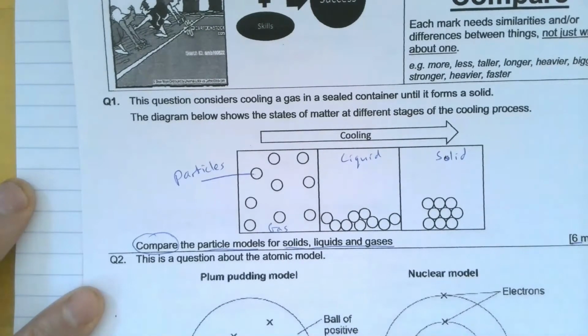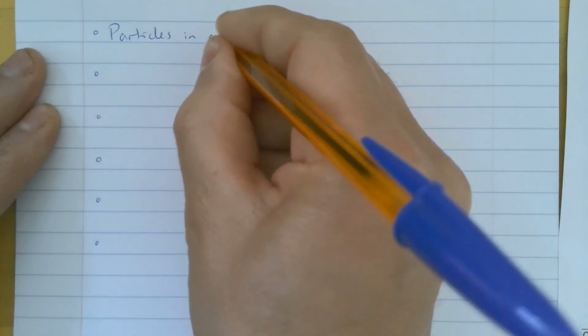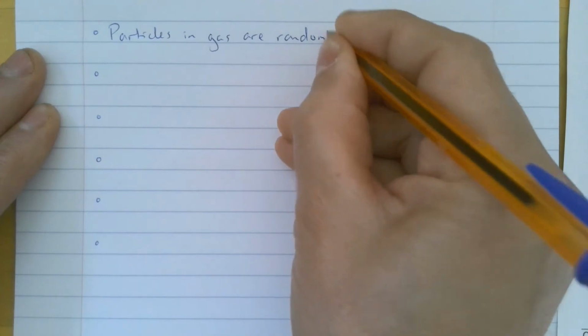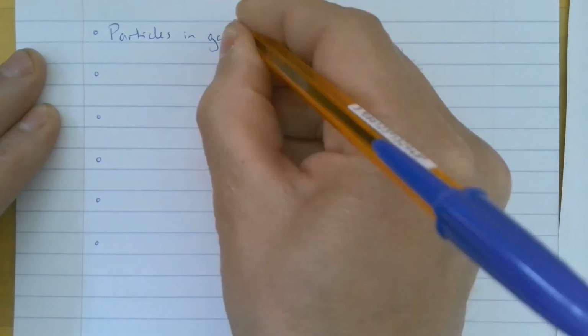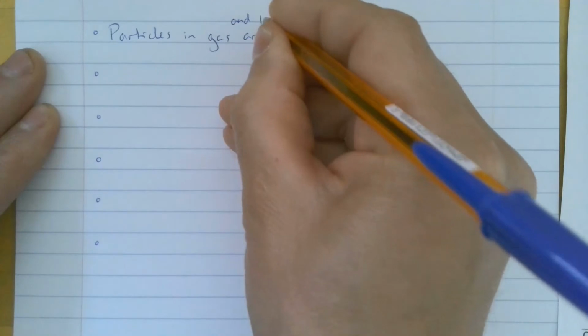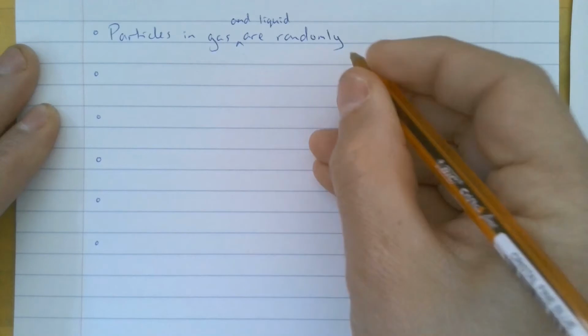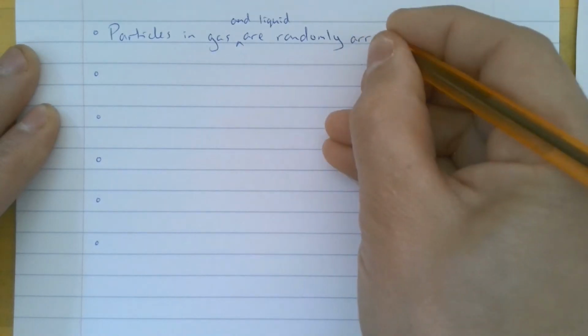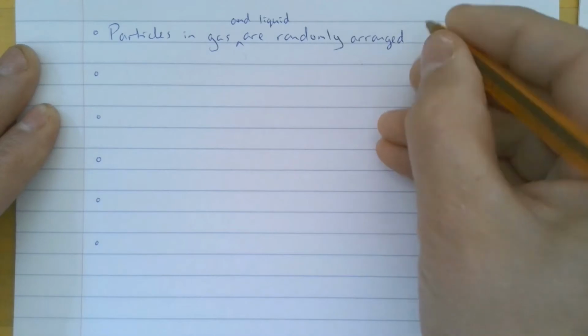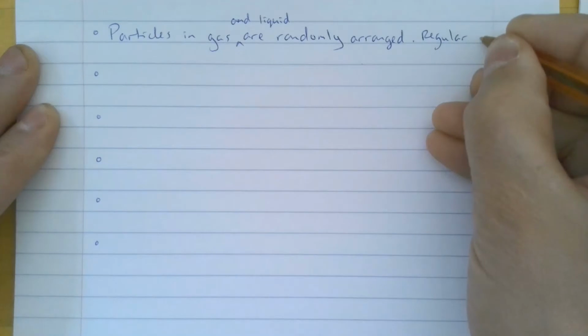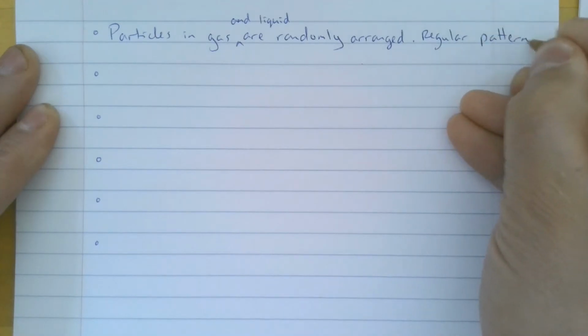So, okay, so what do I know? Well, I can see that the particles in gas and liquid are randomly spaced. So I'm looking at how the patterns are randomly arranged. There's a random pattern, whereas there's a regular pattern in the solid.